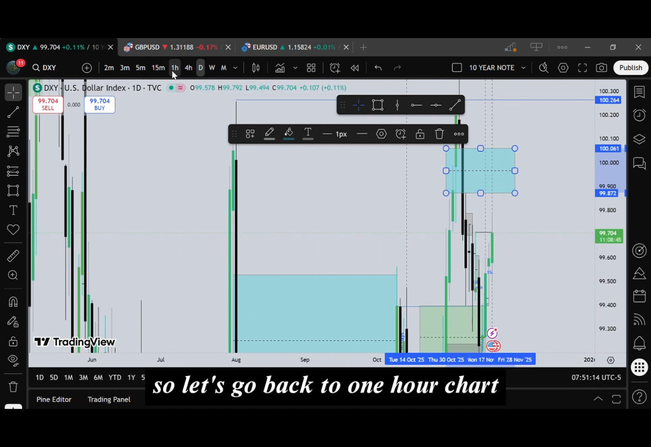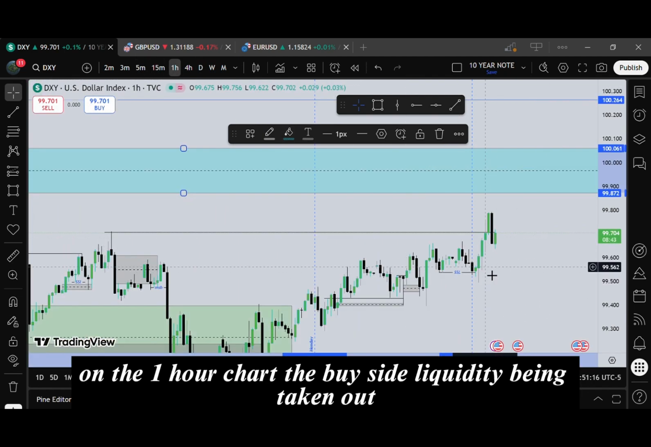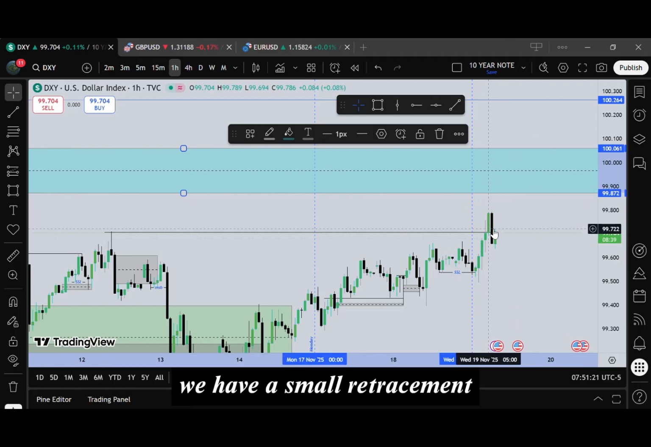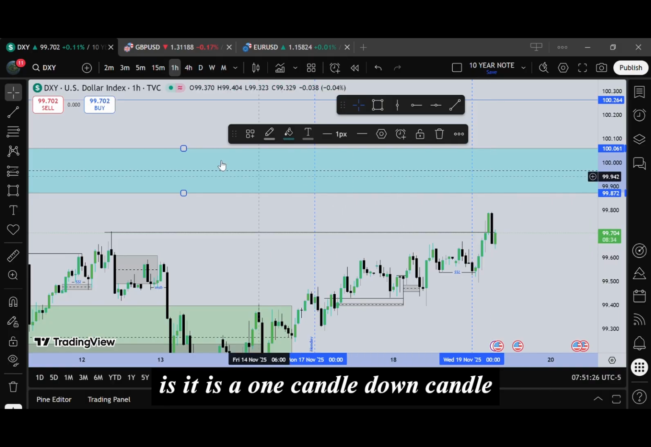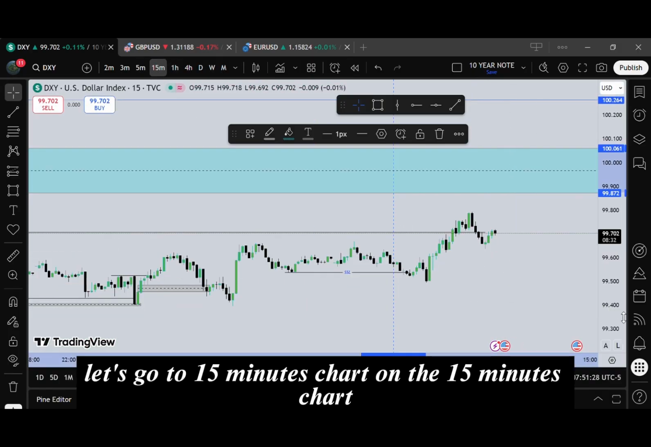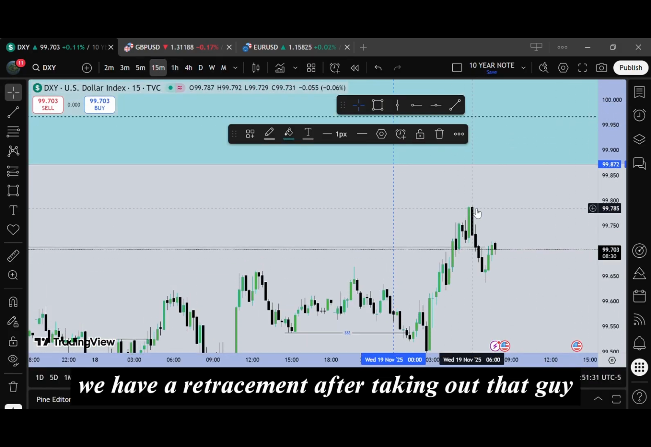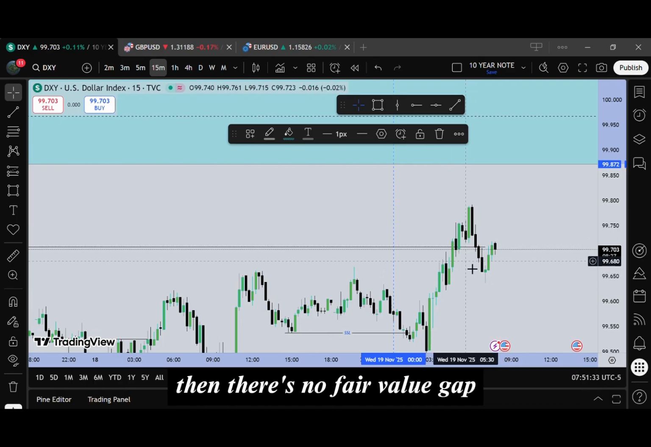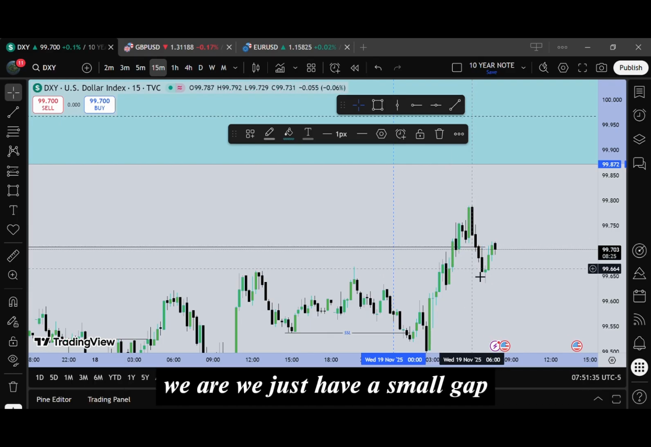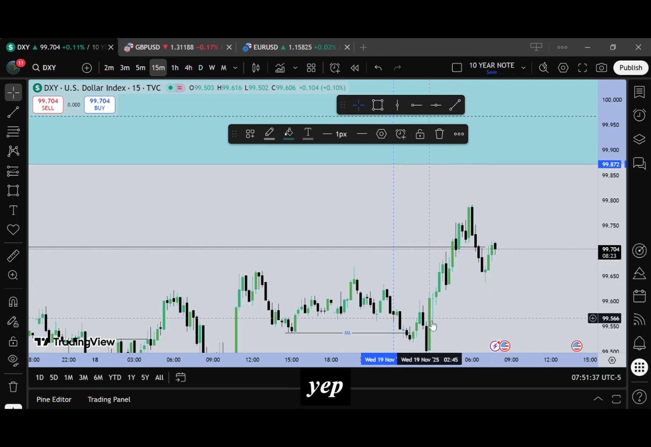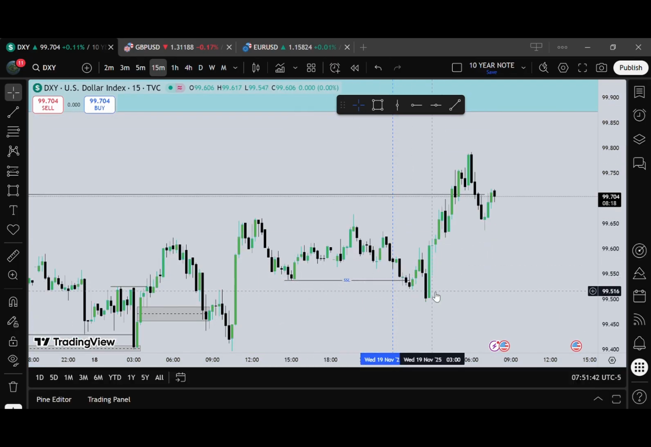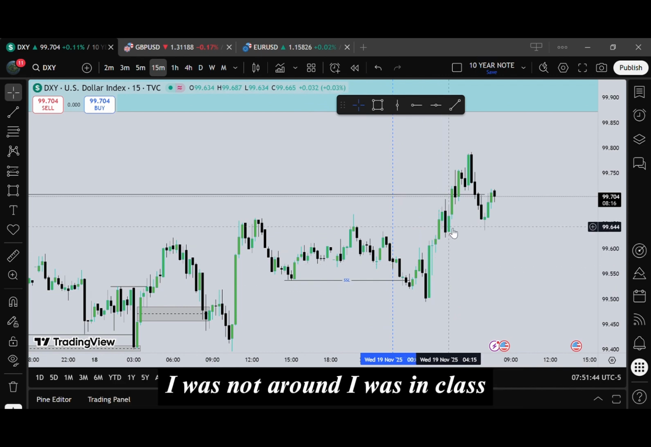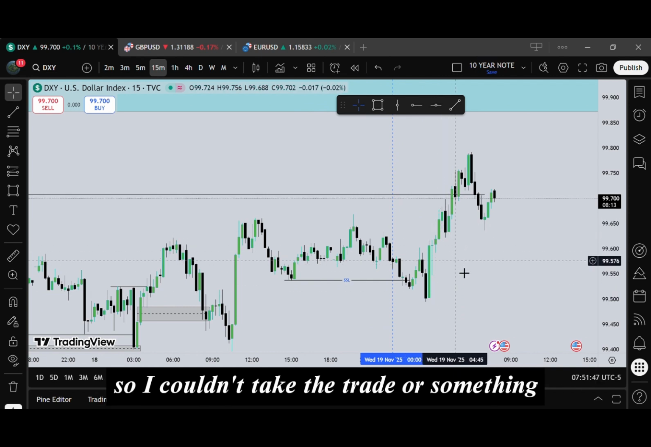So let's go back to the 1 hour chart and see what's going on. On the 1 hour chart, the buy side liquidity was taken out, and we have a small retracement, which is a one candle down candle. Let's go to the 15 minute chart. On the 15 minute chart, we have a retracement after taking out that level. There's no fair value gap, we just have a small gap. Here we took out sell side liquidity in the morning, and the market started moving up aggressively. I was not around. I was in class, so I couldn't take the trade.